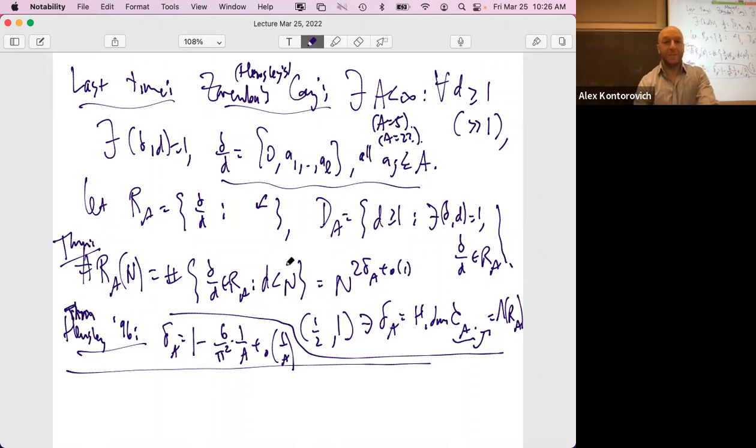Now, what can we get immediately from this theorem? This is also Hensley's theorem. Well, a kind of peripheral question: what is it useful to know this asymptotic for delta_A? Is it just out of curiosity, or can you get mileage out of something like this?